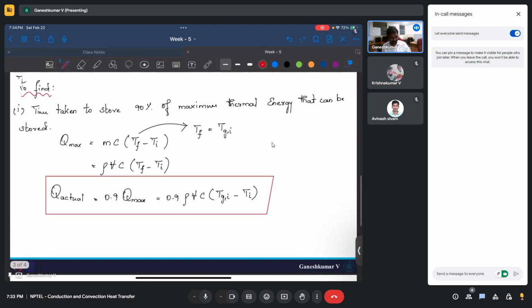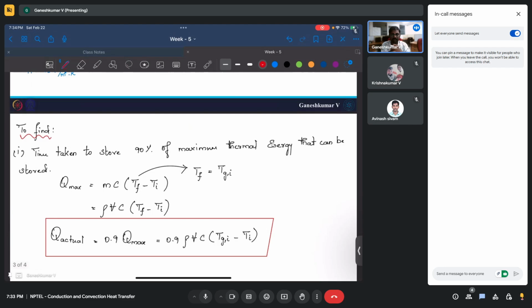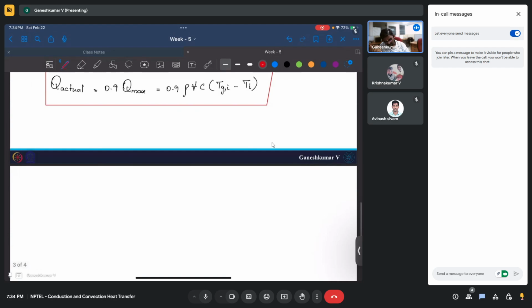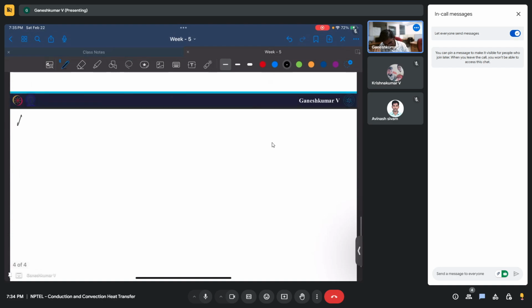So now we need to perform a transient analysis. From 25 I want to reach some temperature, I don't know what it is yet, but that will amount to only 90% of the Q. That is what we wanted to find. So how do we do it? First we need to see whether the lumped parameter approach is valid. Whether we can use the lumped parameter approach is something you have to check before you start. To see whether it is valid, first you need to find out what the Biot number is.